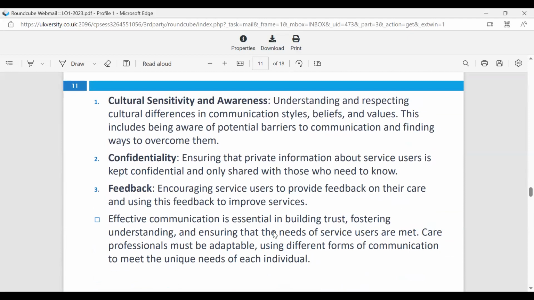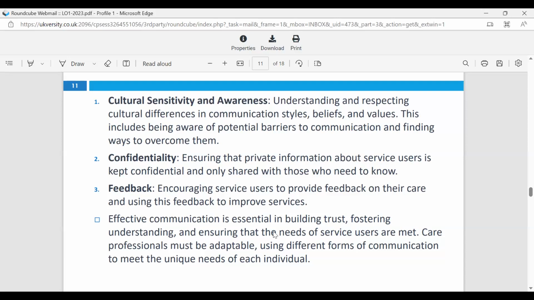Yes, I think it's important because we all have different cultural backgrounds, and for one to be able to deal with a client, you must understand their cultural background and respect it. Yeah, we all have different cultures. We should be respecting each other's cultures and communication styles, beliefs and values.